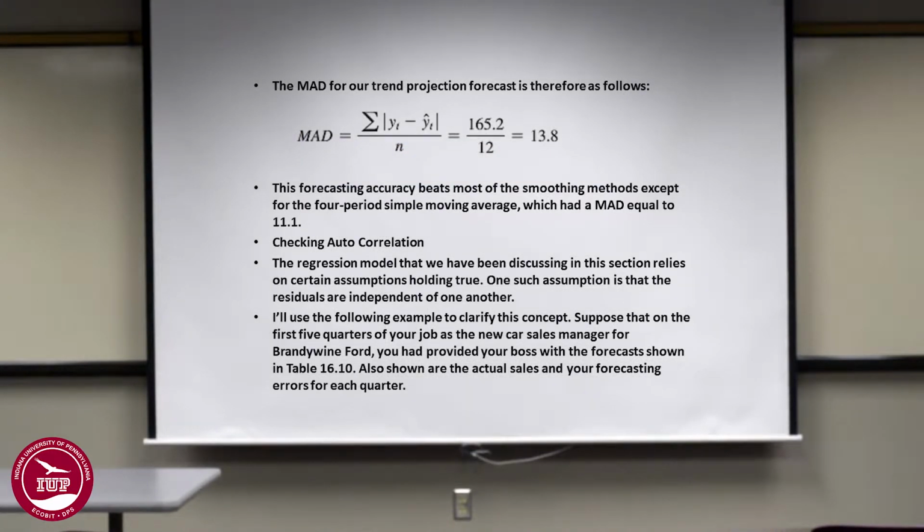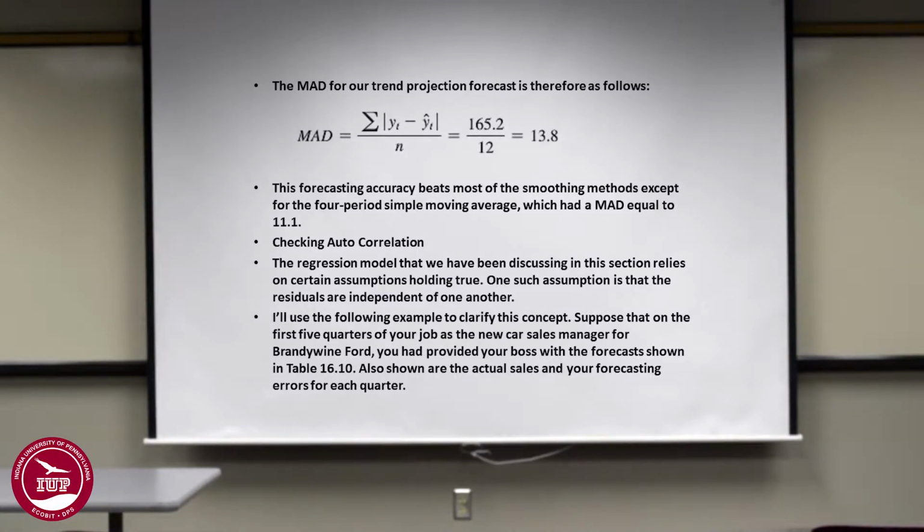The MAD for our trend projection forecast is therefore as follows. MAD equals the summation of the absolute value of y_t minus ŷ_t, divided by n, equals 165.2 divided by 12, equals 13.8. This forecasting accuracy beats most of the smoothing methods, except for the 4-period simple moving average, which had a MAD equal to 11.1.